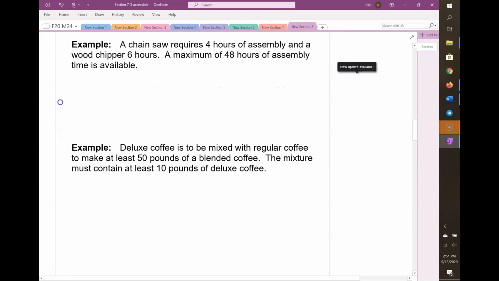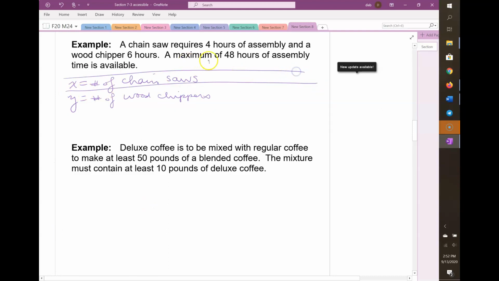So here's another example with chainsaws and wood chippers. So one more example where we have X equal the number of chainsaws and Y equals the number of wood chippers. And again, I'm going to make a table. And here we're talking about assembly time again. And the chainsaws need 4 hours, and the wood chippers need 6 hours.